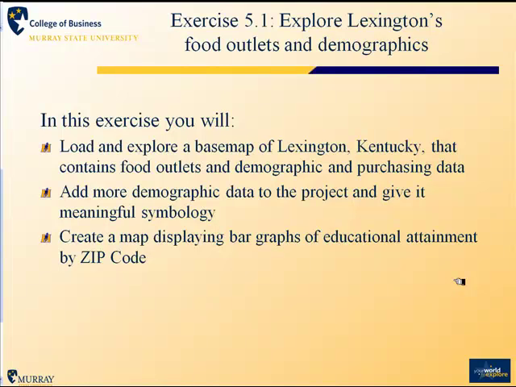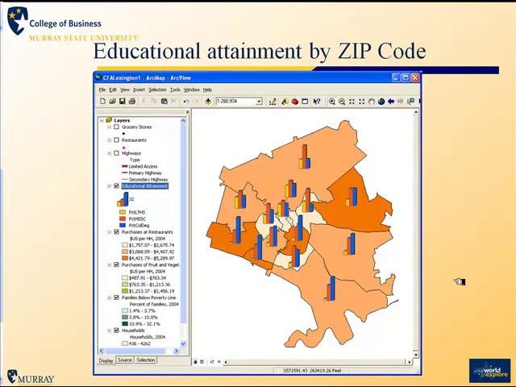You'll load a base map of Lexington, and you will add food outlets and demographic information to it, as well as purchasing information about fruits and vegetables in that city. You will use more demographic data to increase the symbology and the meaning of the symbology in the map, and you will show educational attainment by bar graph within zip code. This will be the kind of map that you'll work with.